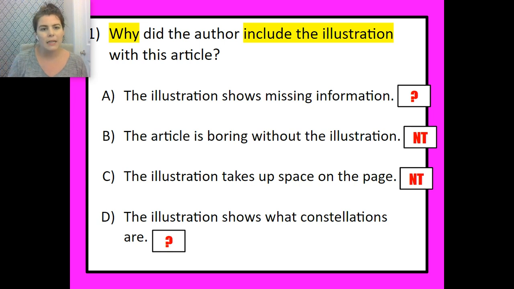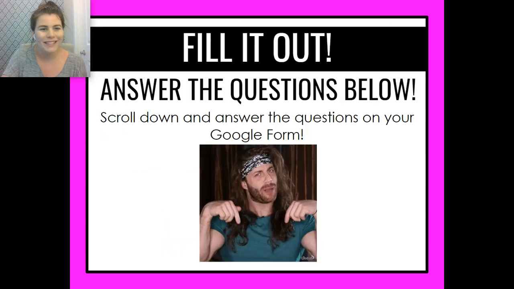So I'm really between A and D here. Is it showing missing information, or is it showing what constellations are? I'm actually going to say that it is not showing missing information. Everything that it's saying has already been presented in the text, but it does show me what constellations are. So that one is correct.